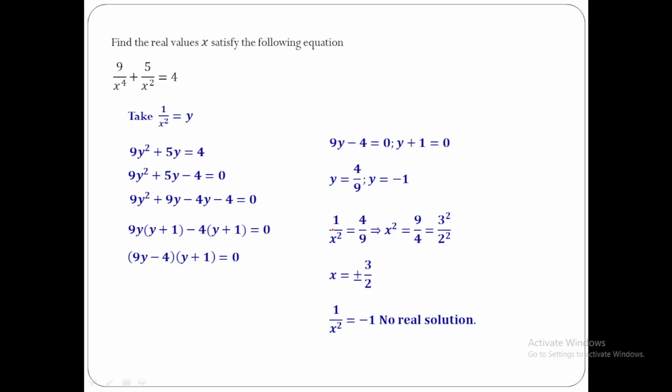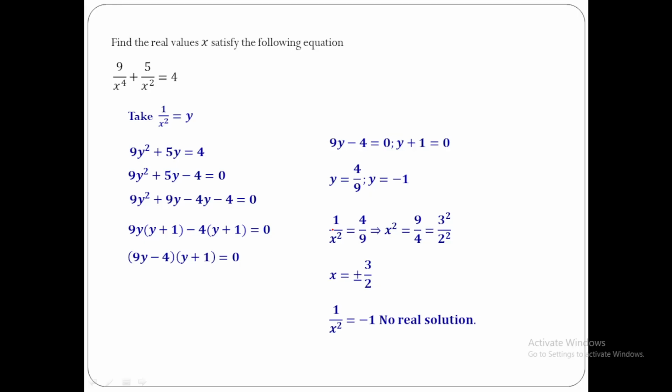1 by x squared is equal to 4 by 9. It can be written as a reciprocal value: x squared is equal to 9 by 4, which is 3 squared by 2 squared. Then we take the square root of both sides. We get the value of x as plus or minus 3 by 2. And for y equal to minus 1, 1 by x squared equal to minus 1, this implies x squared is equal to minus 1. This has no real solution.